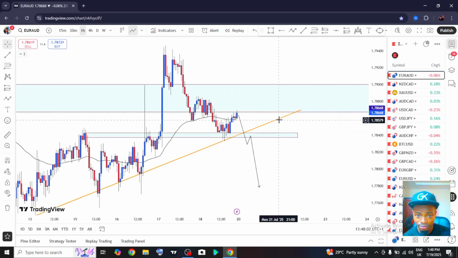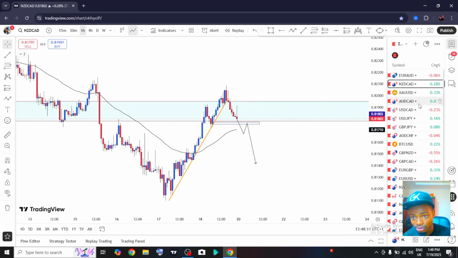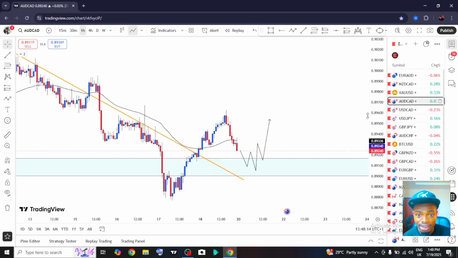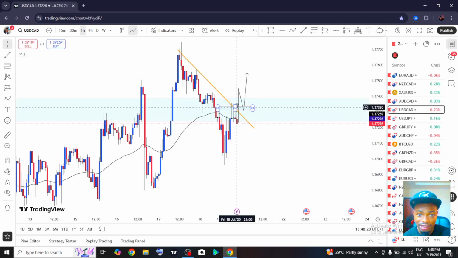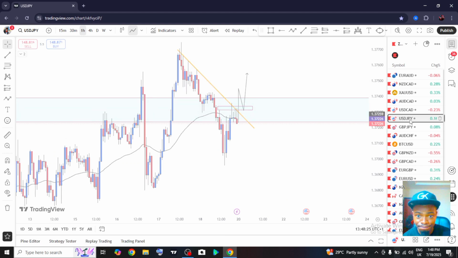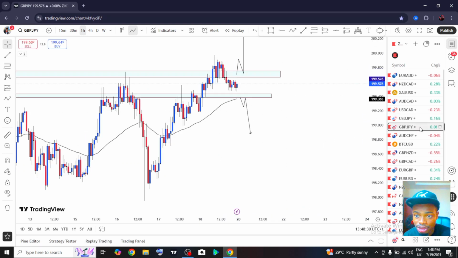Like I said, EUR AUD for sells. We need a break and retest on that here. NZD CAD, the daily time frame is the cleanest. We need a break and retest on that here to sell. AUD CAD, I need a shift of structure from area of interest to continue buying. USD CAD, I need a break and retest above to buy. USD JPY, I need a break and retest above to buy. GBP JPY, I need a break and retest above to buy or a break and retest below to sell.